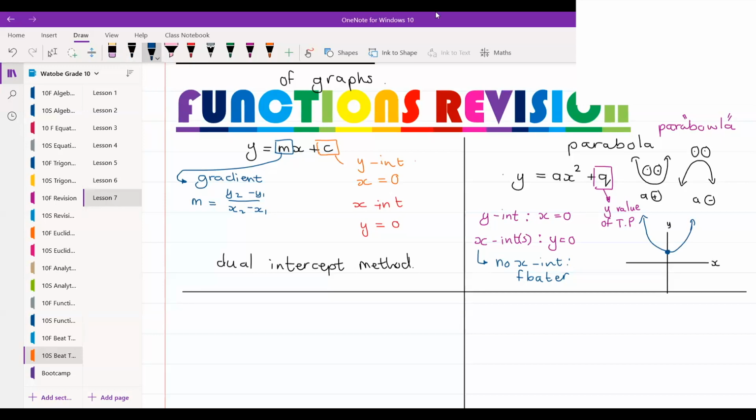Give me a thumbs up if that makes sense. Awesome, guys. Amazing, awesome stuff. Okay, cool. So this is everything that we need to know about a parabola. Okay.